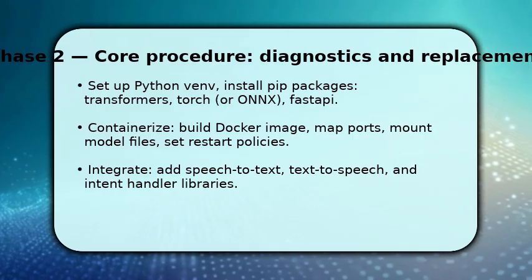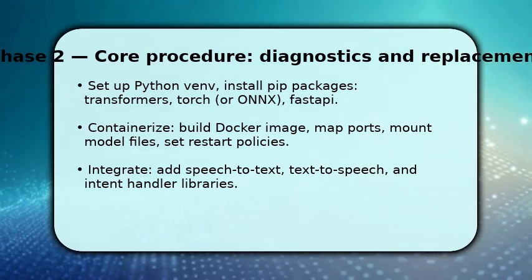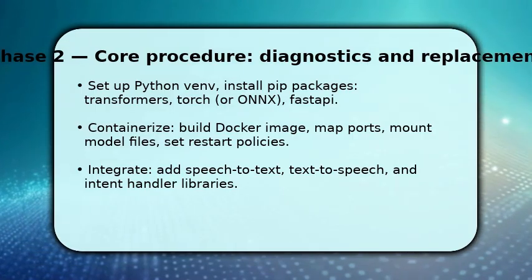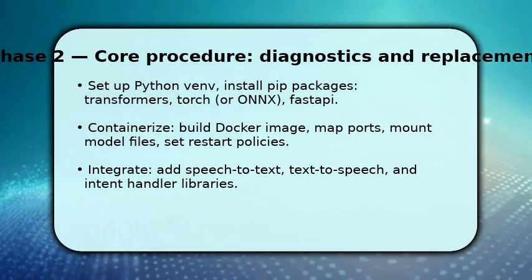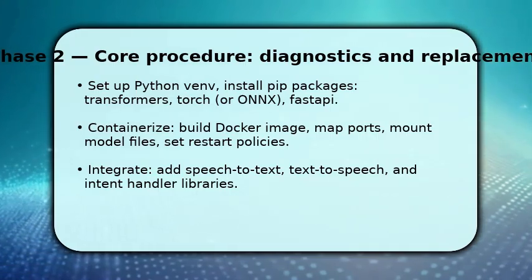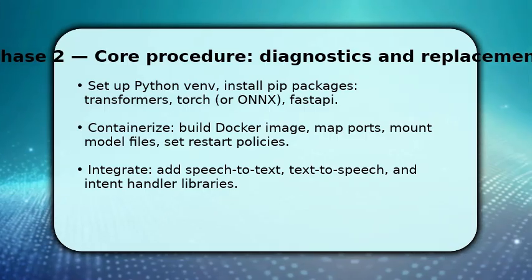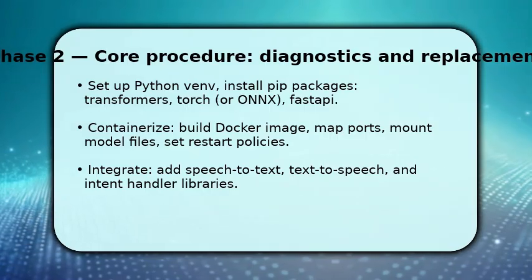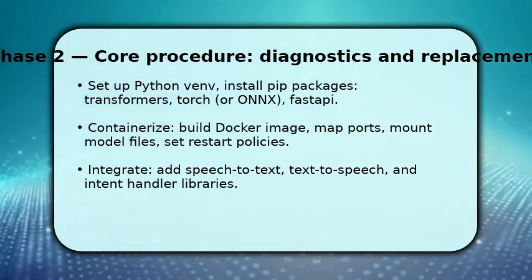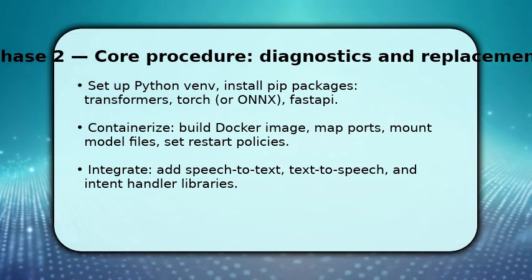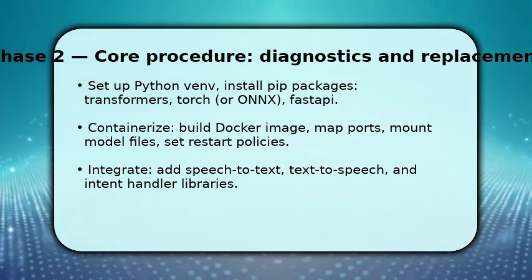Build an image, expose the API port, mount persistent model storage, and set restart policies so the assistant recovers after power loss. Next, integrate speech-to-text and text-to-speech modules, and wire an intent handler to translate queries into actions. This is how your assistant becomes interactive and reliable.